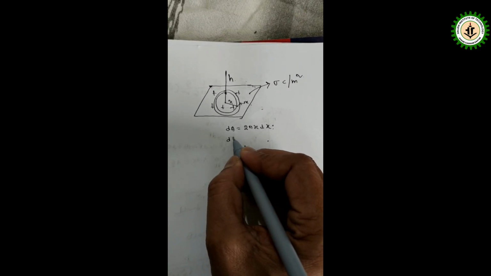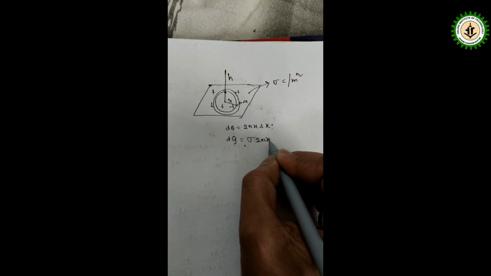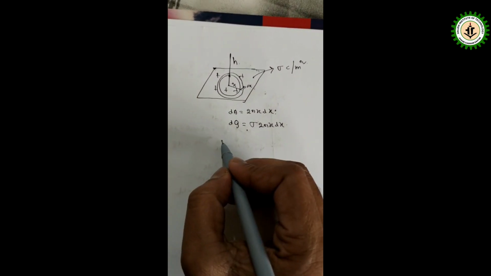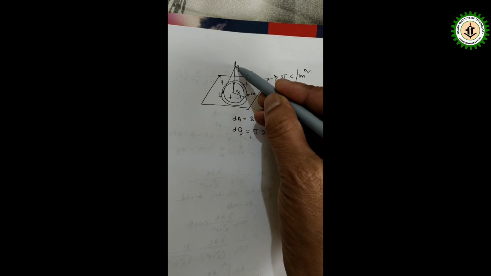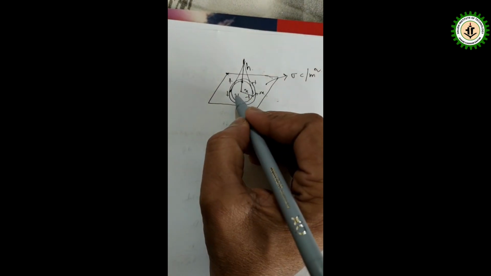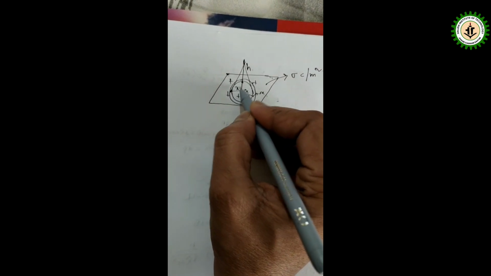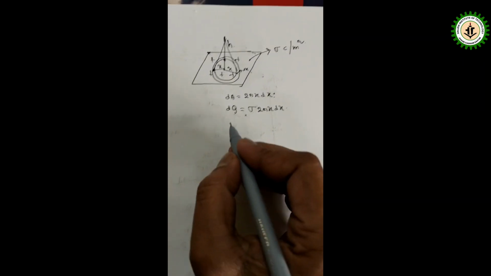So the total charge dq within this small segment will be sigma into 2 pi x into dx. And for this charge, what is the electric field? See, everywhere this distance is the same. If I consider from there or from there, everywhere the distance is the same. If this is x and this is h, then obviously this distance becomes root over x square plus h square.